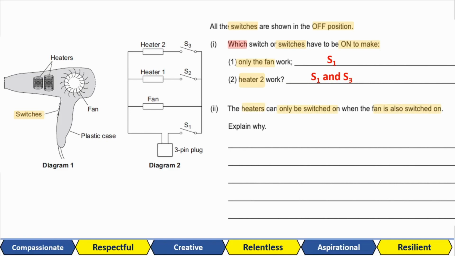The heater can only be switched on when the fan is switched on. Explain why. The reason for this is that switch 1 needs to be switched on for the heater to work, and switch 1 also turns on the fan. This gives you your 2 marks.